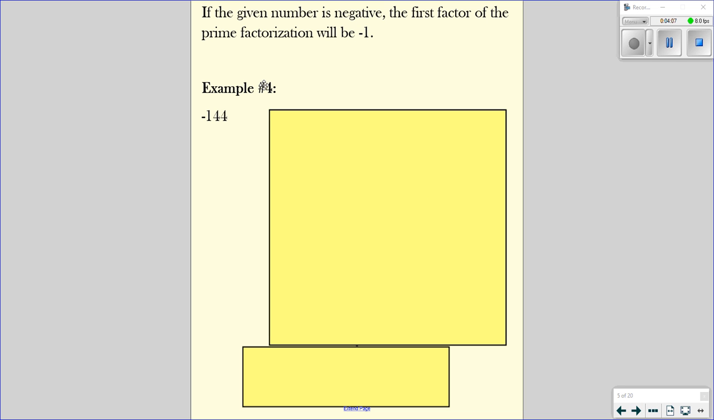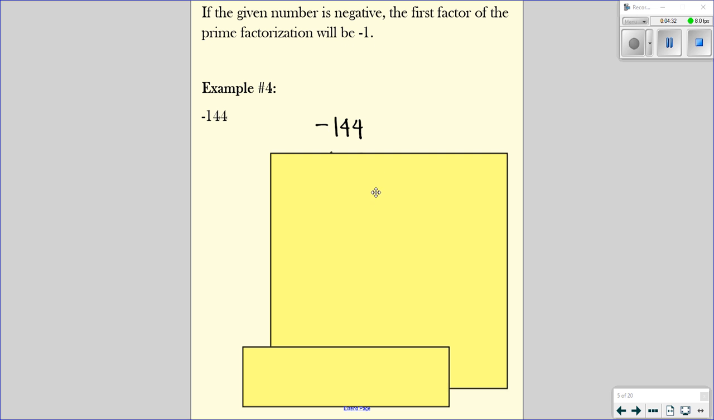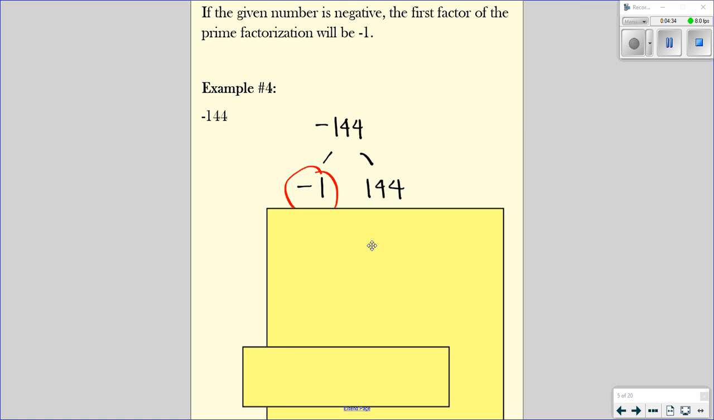All right, so now there are going to be times when you have a negative number. You can still do the prime factorization, but one of the factors has to be -1, because we're trying to remove that negative and then break down the positive number to its prime factorization. So it says if a given number is negative, the first factor of the prime factorization will be -1. So as we can see, we broke it down to -1 and then 144.